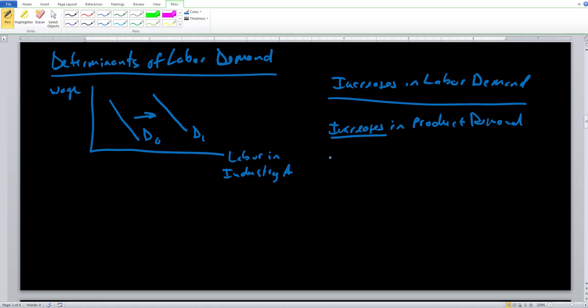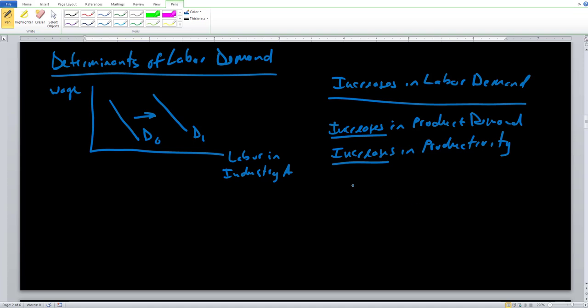Next is going to be productivity. So increases in productivity. If workers become a little bit more efficient, a little bit more productive, firms and corporations want more of those productive and efficient workers, so therefore they have higher demand for them as well. If workers become lazy, they become very unproductive, firms and corporations don't want those types of workers, so their demand will actually fall there.